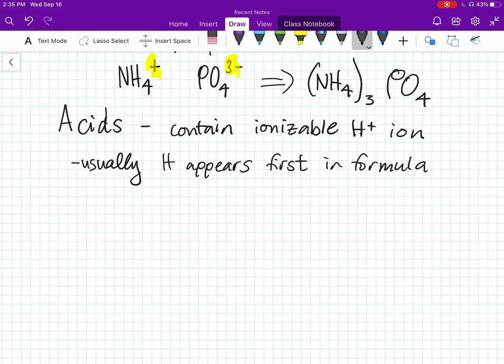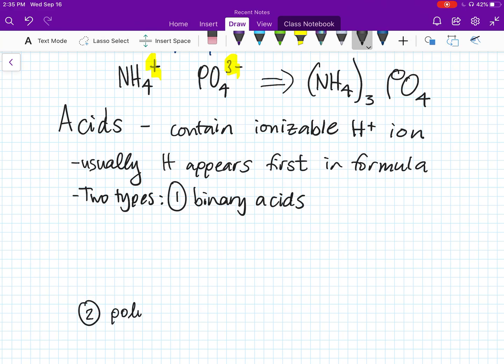So there are 2 major types of acids. The binary acids with only a hydrogen and then 1 other element, and the polyatomic acids. So let's do binary acids first, and then we'll discuss the polyatomic acids next. The binary acids have just 2 elements in them, and really you should just know their names. You need to be fluent in them, and the easiest thing is just to remember their names.